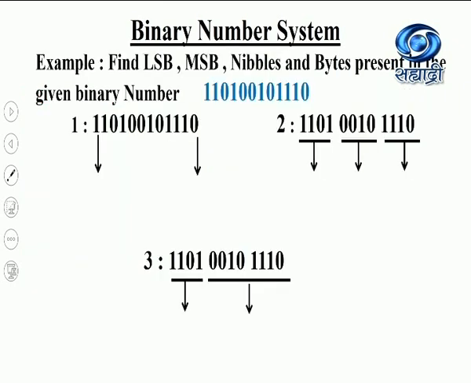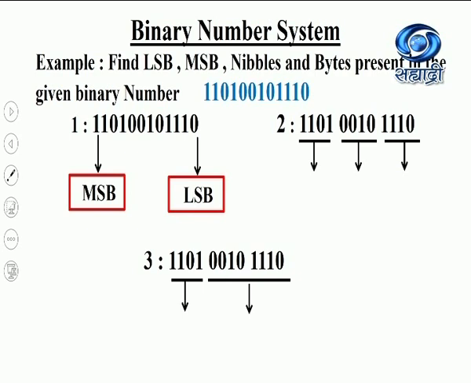So let us solve one example. So here we have a given binary number as 1101 0010 1110. As this given binary number, it is a 12 bit. So let us find the LSB and MSB for this number. See, this is the most significant bit that you are seeing on the screen, and the last bit is the LSB bit of the number.